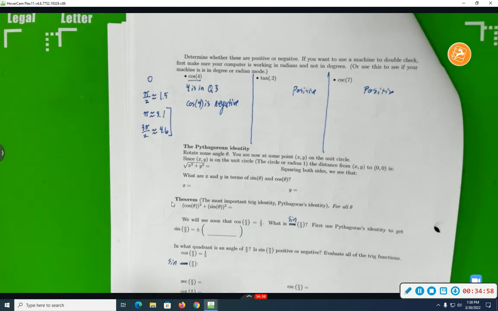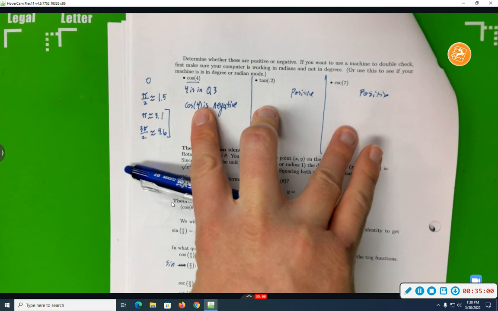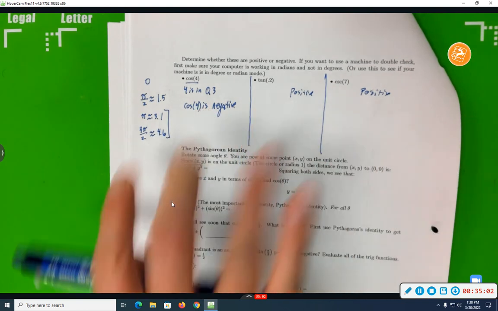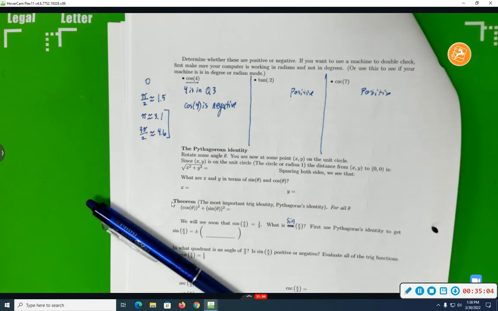Cool. So let's now take a moment. I'm going to have you take out your calculators. Ask your calculator for cosine of 4, tangent of 0.2, cosecant of 7. Maybe we'll start with cosine. So compute cosine of 4. What do you get?